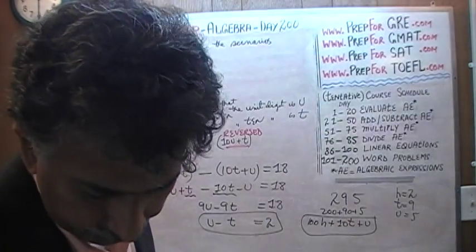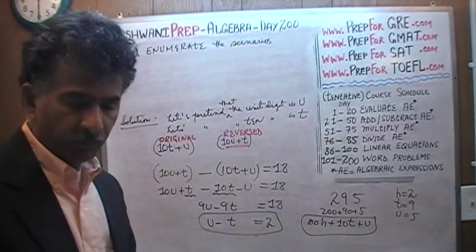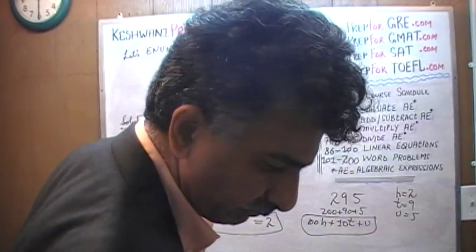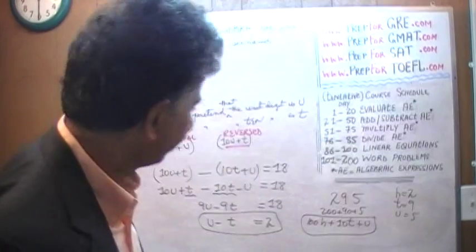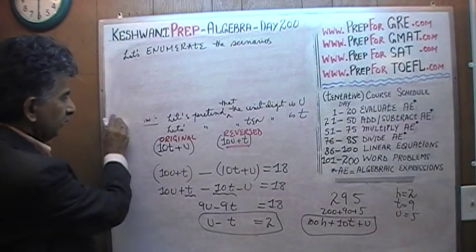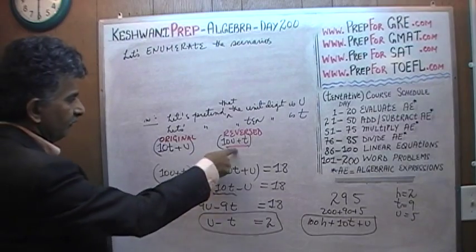Let's enumerate the scenarios. How many scenarios could there be where the two digits differ by 2? Well, that's very straightforward. We're going to go in a systematic way. We're not going to skip around. We're not going to go all over the place. Again, I need more room, so I'm going to erase this part here. So this was our original integer. This is our reversed one.